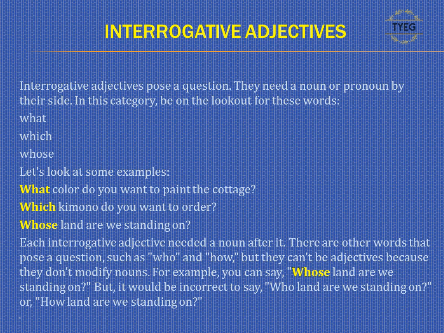Each interrogative adjective needs a noun after it. There are other words that pose a question, such as who and how, but they can't be adjectives because they don't modify nouns. For example, you can say, whose land are we standing on? But it would be incorrect to say, who land are we standing on? Or, how land are we standing on?